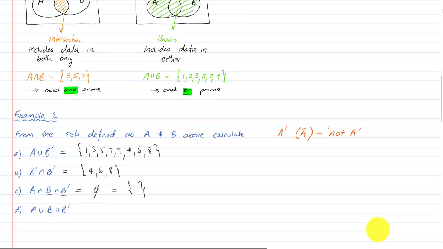And then A or B or not B, another bit of a trick question. If it is an element in B or not B, every element is in B or not B. So based on my earlier definitions, this is 1, 2, 3, 4, 5, 6, 7, 8, 9. And we decided not to include 0 or 10. So there's our solution to example 1.